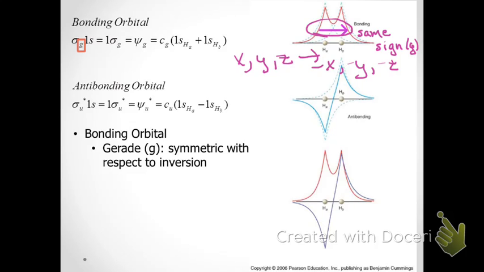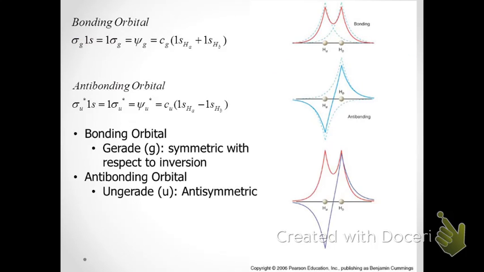Now, this particular way of labeling the orbital is only used for homonuclear diatomics. We will not use this for heteronuclear molecules. In this case, we see the bonding orbital does not change sign, so it's g. The antibonding orbital, on the other hand, is labeled u, and that means ungerade, which means it's antisymmetric, which, as you probably would suspect, means that it does change sign. From this arrow, it goes from a negative sign to a plus sign. The wave function changes sign. That makes it ungerade.